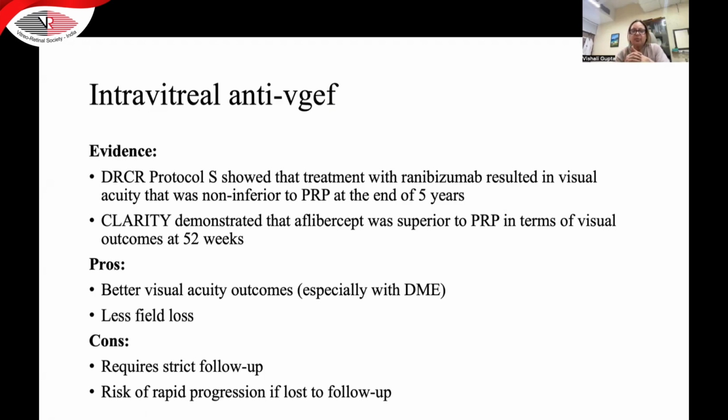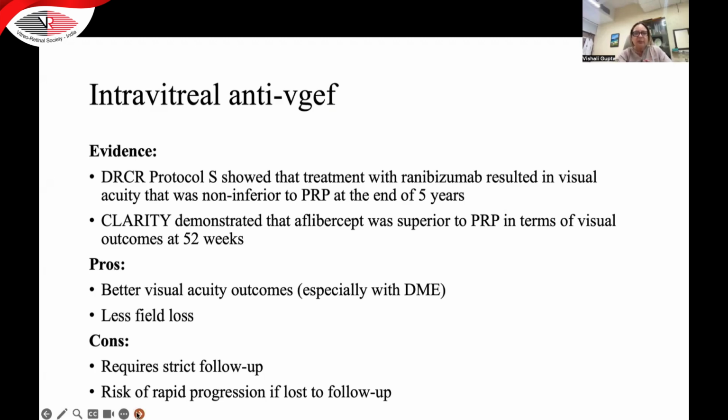However, what is the problem? The problem is in settings like ours and yours. It requires very strict follow-up. It requires a huge number of injections, which is economically not affordable to many of our patients. And there is also a risk of rapid progression if the patient does not come back to you for follow-up. So, this is not what we follow in our practice.